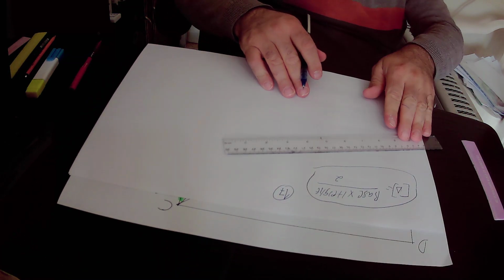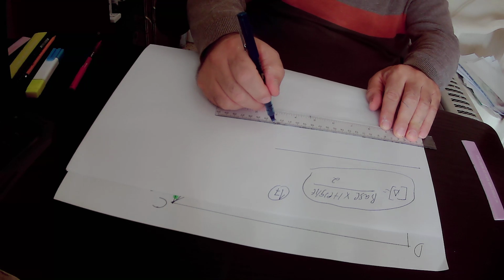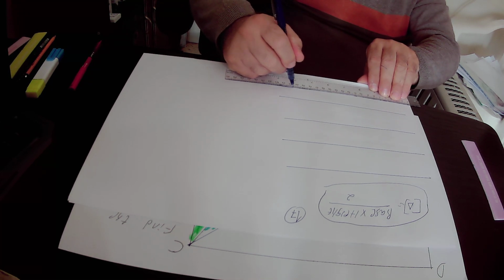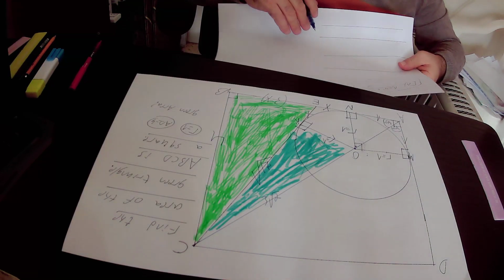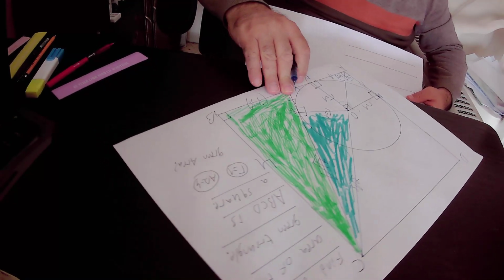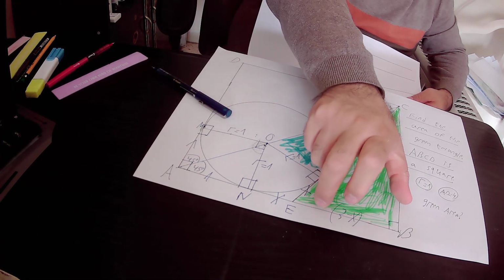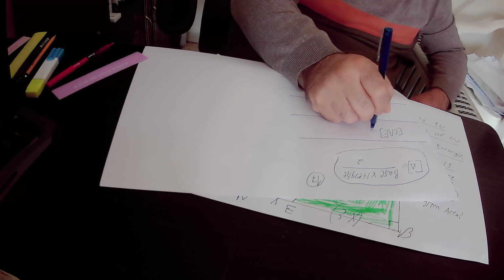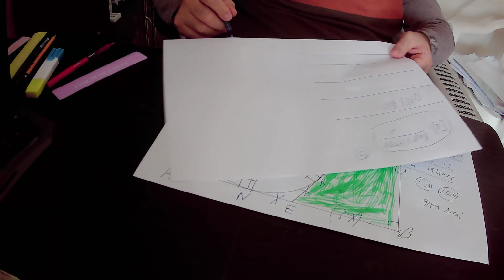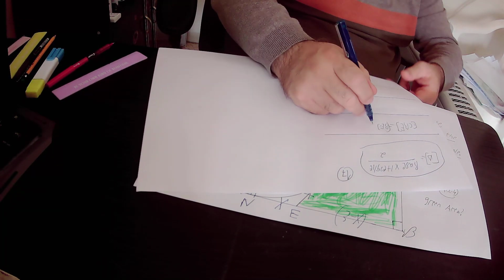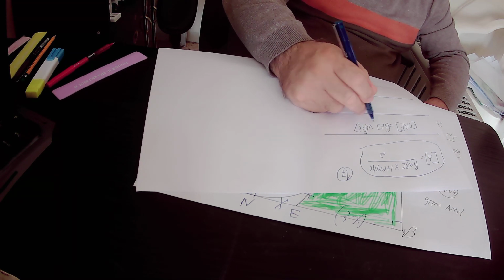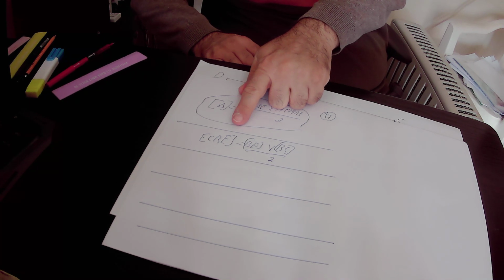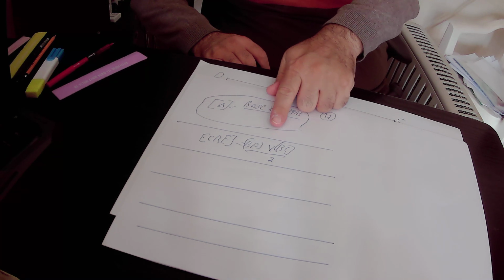And what is the base of the green right triangle, triangle CBE? The base of the right green triangle, triangle CBE, it is actually equal to, the base is BE, and the height is BC over 2. I'll repeat again. The area of triangle CBE, this is the sign of area. It means the area of triangle CBE equals the base that is BE times the height that is BC over 2.